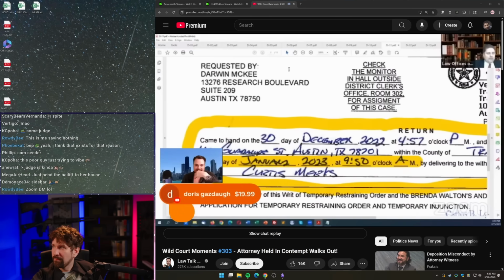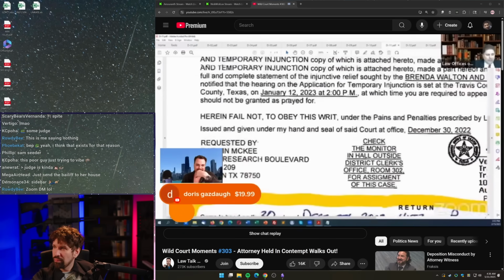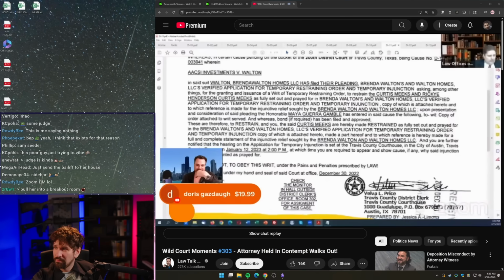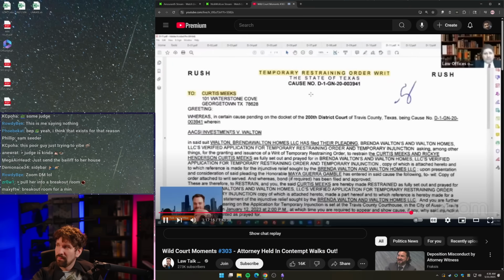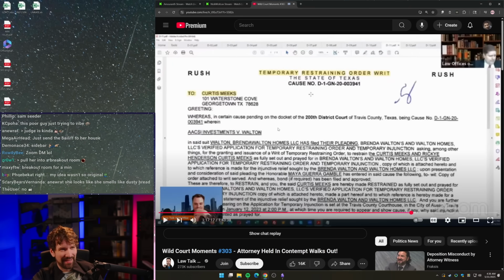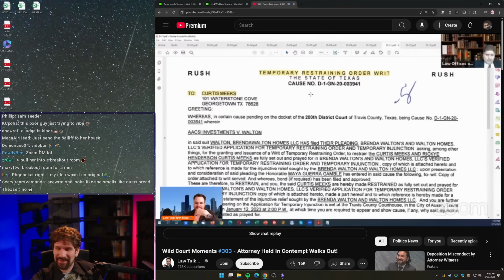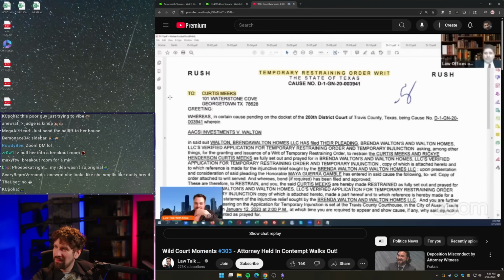Do you remember being personally served by a Travis County constable with this TRO, temporary restraining order application, and TRO on January 3rd, 2023 at 9:50? The one that he signed? Is he saying he doesn't recognize it? I just told you I wasn't served. How many times are you gonna keep asking me? I said, explain. I wasn't served.